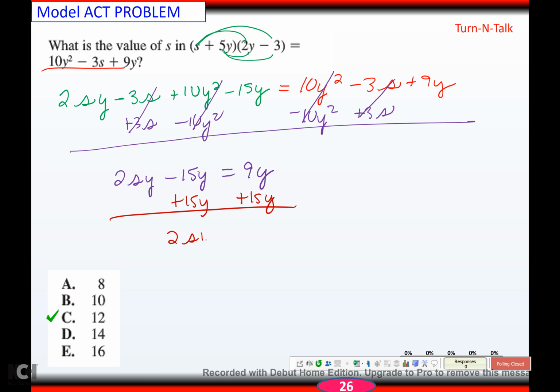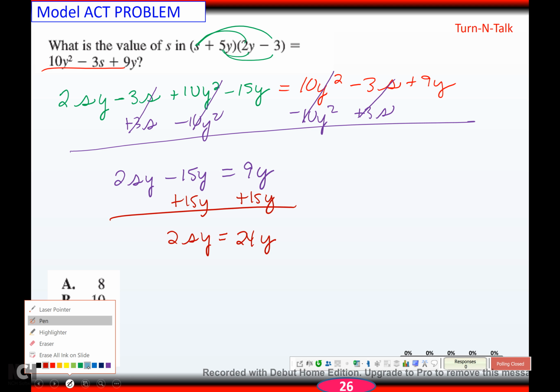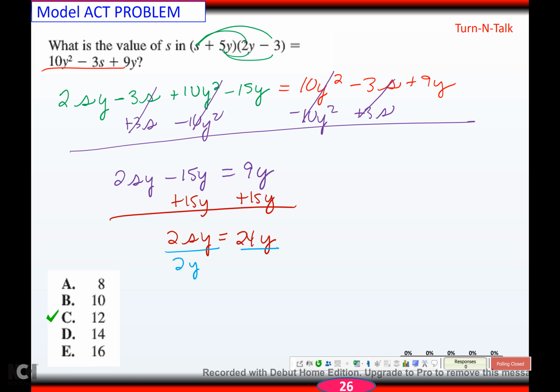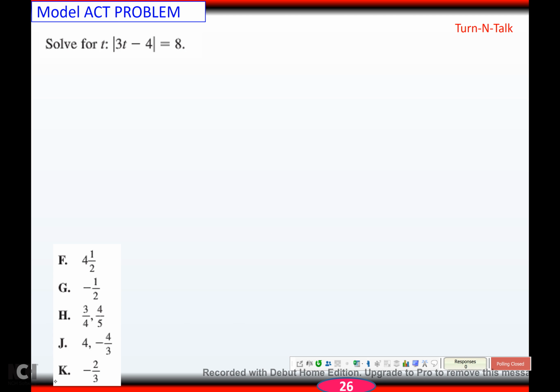That gives me 2sy equals 24y. And to get s alone, I'm going to divide by 2y. 2y gives me s. And 24 divided by 2 is 12. Okay. Try this one. Hit pause. Come back when you're ready.